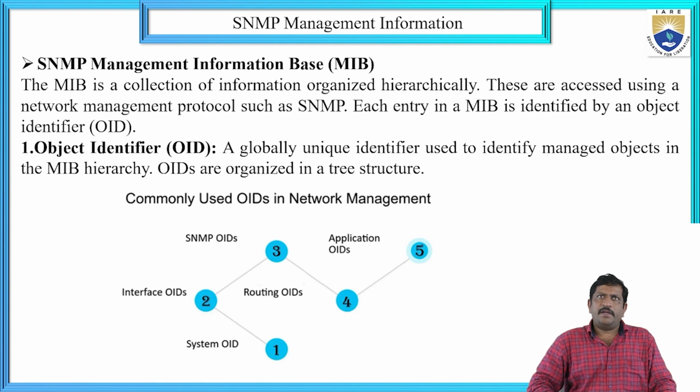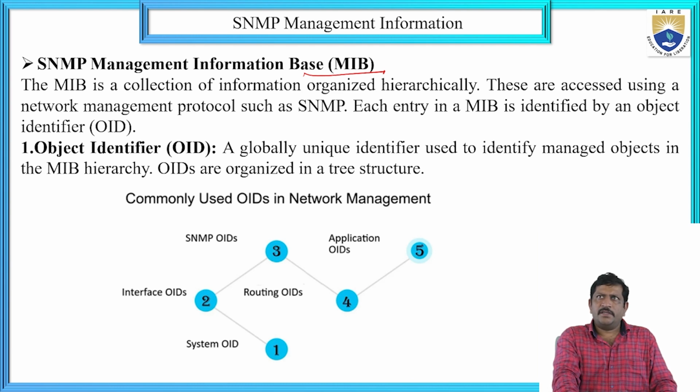Mainly, management information is a collection of information which is organized hierarchically. Hierarchically means that a particular organization's data can be stored in a MIB database. Whatever data we have stored in the MIB database can be arranged and organized hierarchically, that is, in a tree structure form.